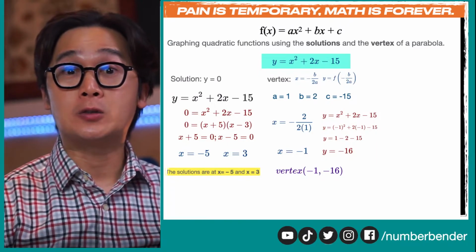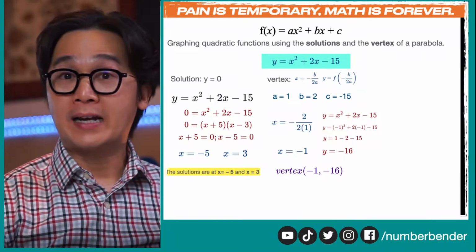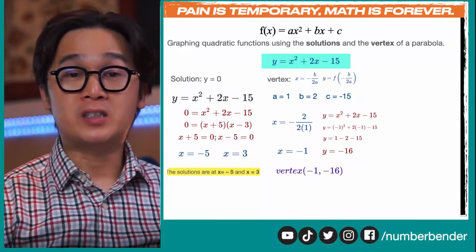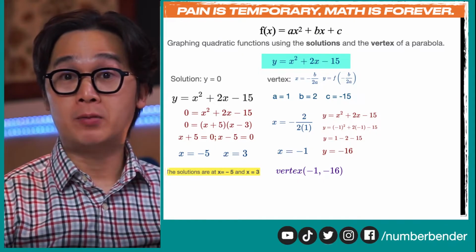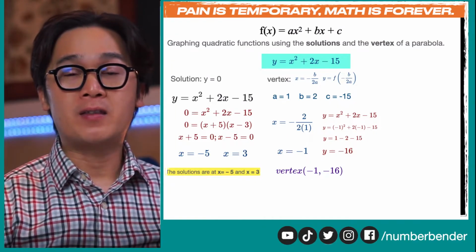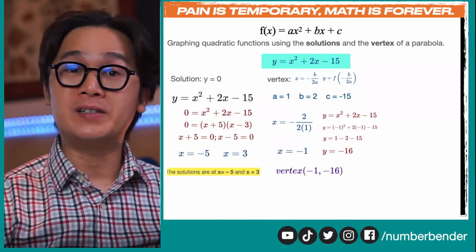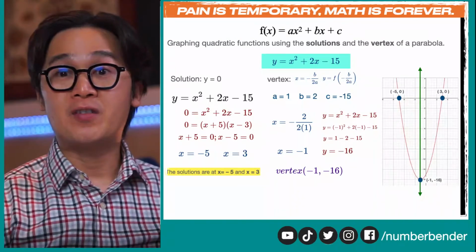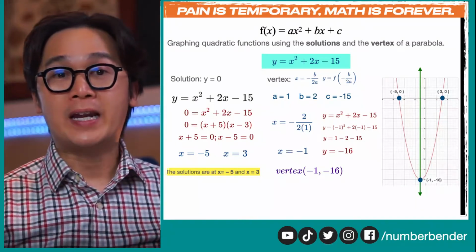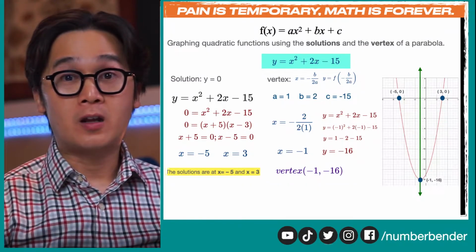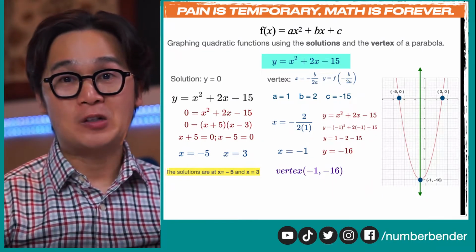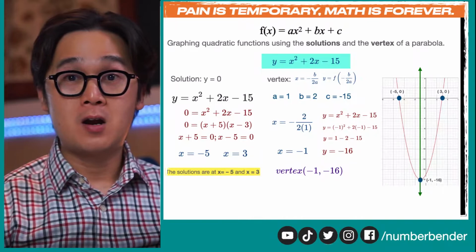And now we're ready to graph our quadratic equation by plugging in the solutions, which are the x-intercepts of our parabola, and the vertex at negative 1, negative 16, and we know that it's opening upward because our quadratic term is positive. So the graph of our quadratic equation is going to look like that, which we're able to sketch by locating and, of course, calculating the solutions and the vertex of our parabola.